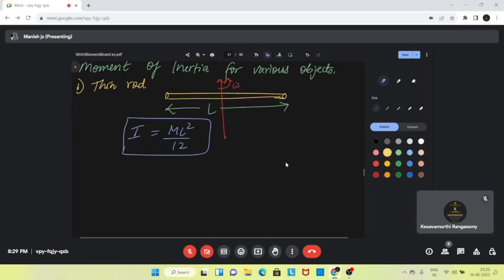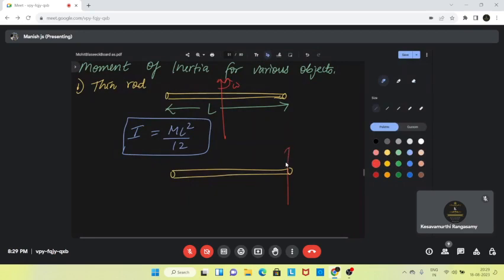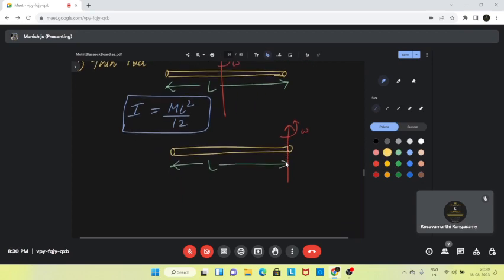In the same way, if I change the axis of rotation for the same thin rod, say if I place it at one of the ends, and the rod rotates with an angular velocity of omega, the length is not changed, same length L. In that case, what is going to be the moment of inertia? It will change. It's not going to be the same. Moment of inertia changes to ml square upon 3. This is the formula when it has its axis at one of its ends. This is for a thin rod.